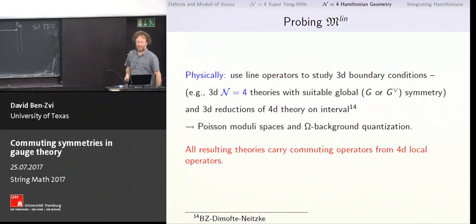For example, anything that comes from gauging a global symmetry of a 3D N=4 theory. So for example, 3D N=4 gauge theories. So the moduli spaces and their quantizations in omega background, these are exactly the kind of spaces I'm producing commuting Hamiltonians on. This picture will reappear in Tudor's talk. This is being explored with Tudor and Andy. Does this picture make some sense?